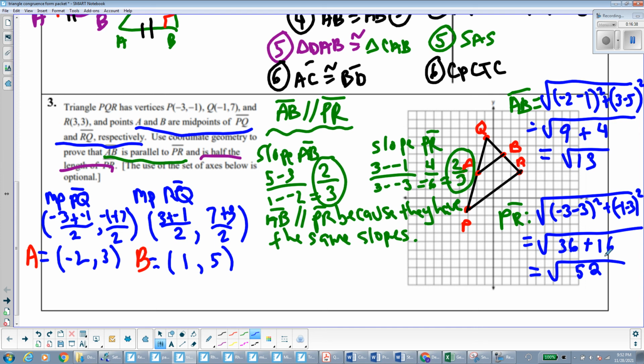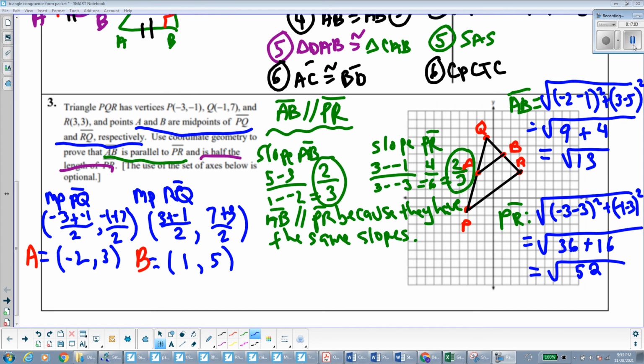So I'm having a hard time because these have radicals here. I'm having a hard time seeing if radical 13 is half of radical 52, or if radical 52 is double radical 13. So it might be helpful. I know we don't type radicals into our calculator usually, but it might be helpful to go ahead to your calculator and type in radical.